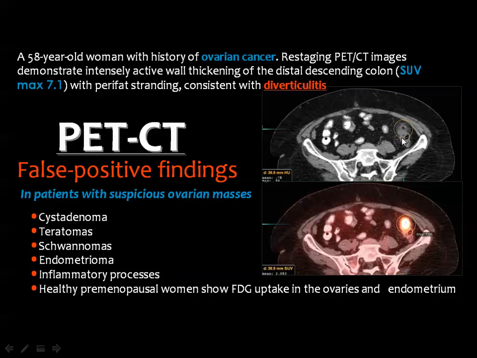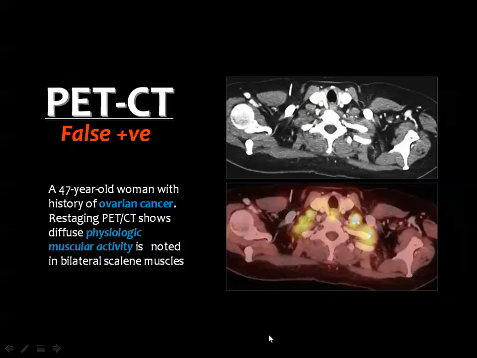And this is a case of diverticulitis in the colon, and it showed significant increased uptake reaching about 7.1 SUV. And this is uptake in the scalene muscles after muscular activity, and this muscular activity should be avoided before the scan.